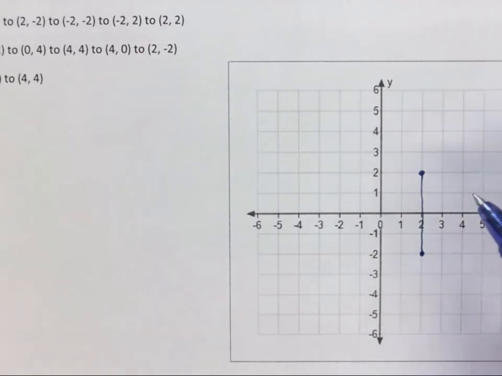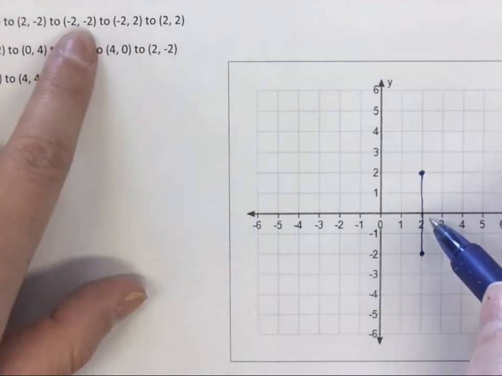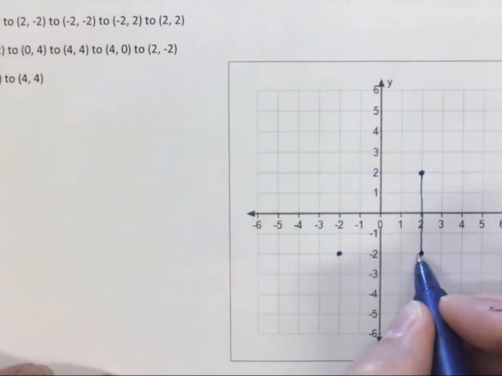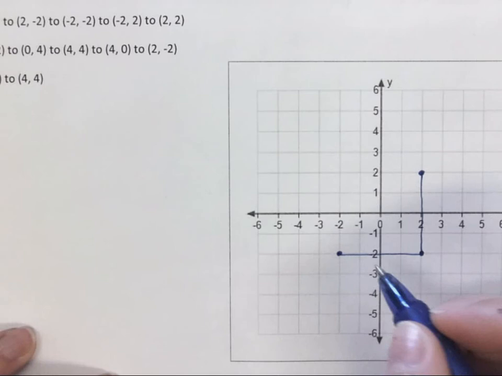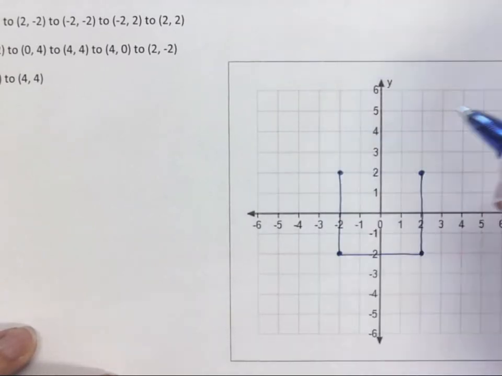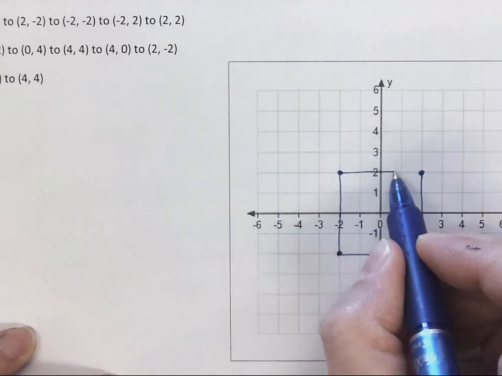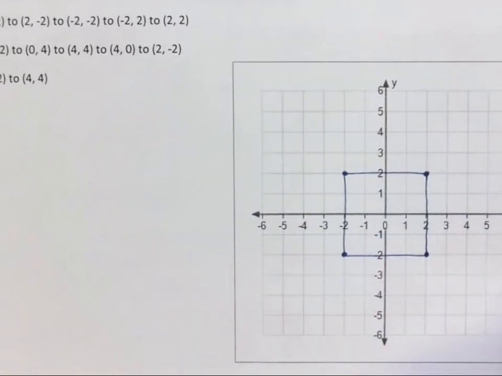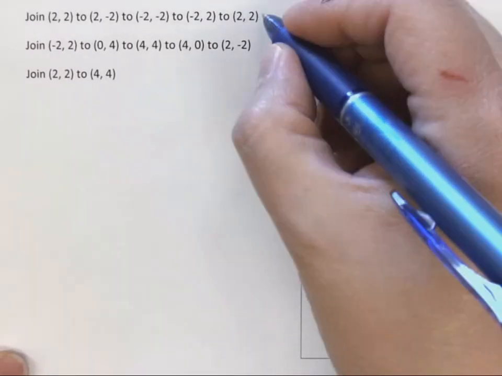Okay, and then I'm going to negative 2, negative 2, so that point's right here. I'm going to connect these together, and then negative 2 to positive 2. And then back to positive 2, positive 2. Oh, look, I made a square. That's good. Okay, so now that line's done.